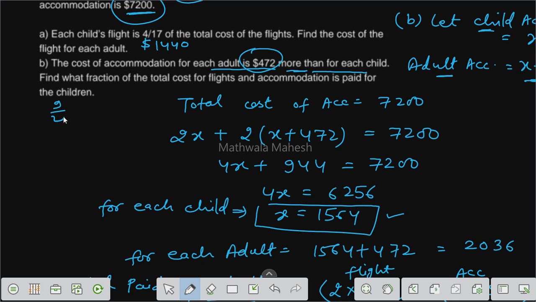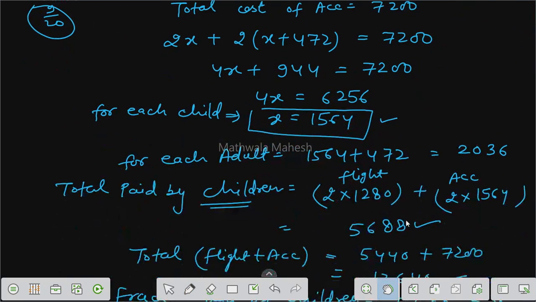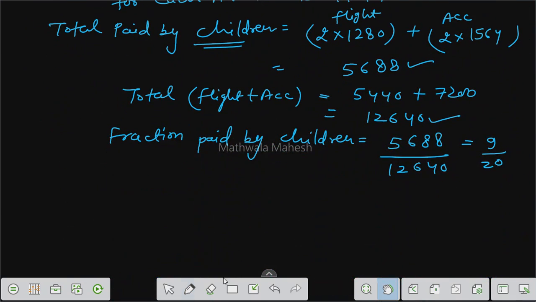9 upon 20. This is the fraction, and for option A, $1440. Okay, so this is the last question.